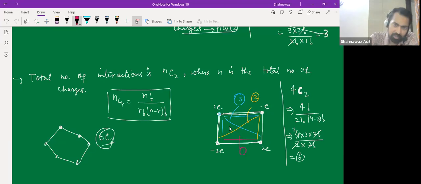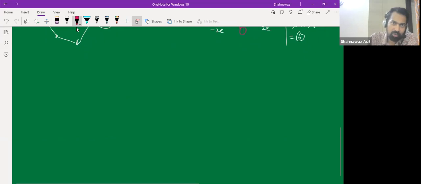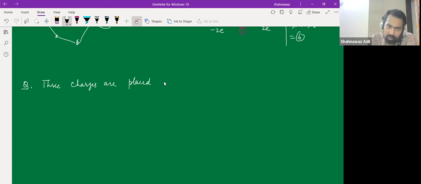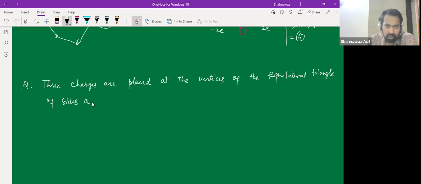Okay, so I will skip this question and let us do a problem which is a little bit different. Three charges are placed at the vertices of an equilateral triangle of side a.